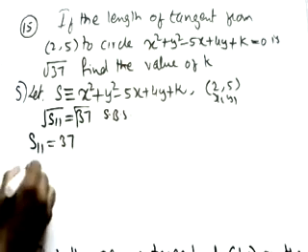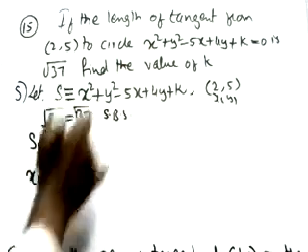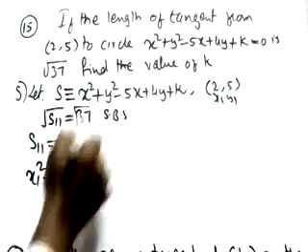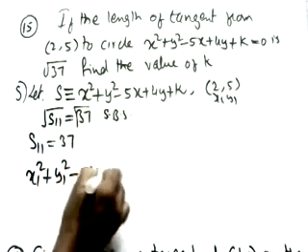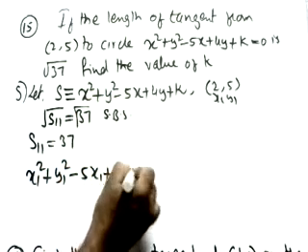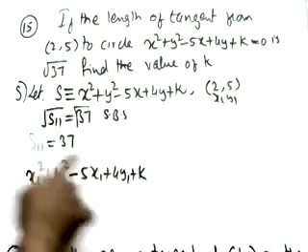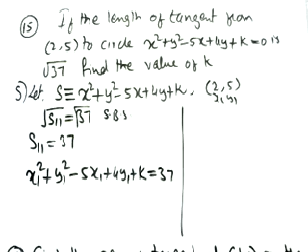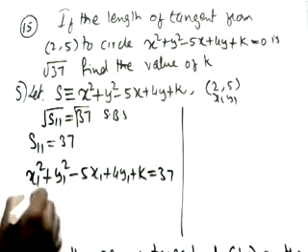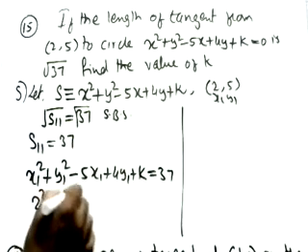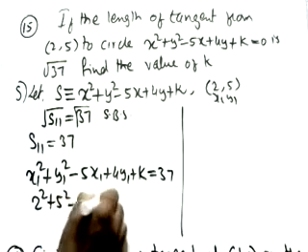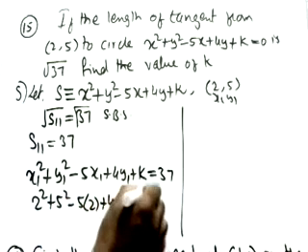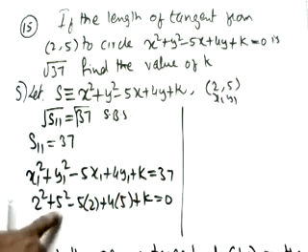We know how to find S11. Write down S11. x square will be x1 square, y square will be y1 square, minus 5x will be x1, 4y will be y1, plus k. This is S11 equals 37. Now let me substitute the values. x1 is 2 square plus 5 square minus 5 into 2 plus 4 into 5 plus k equals 0.